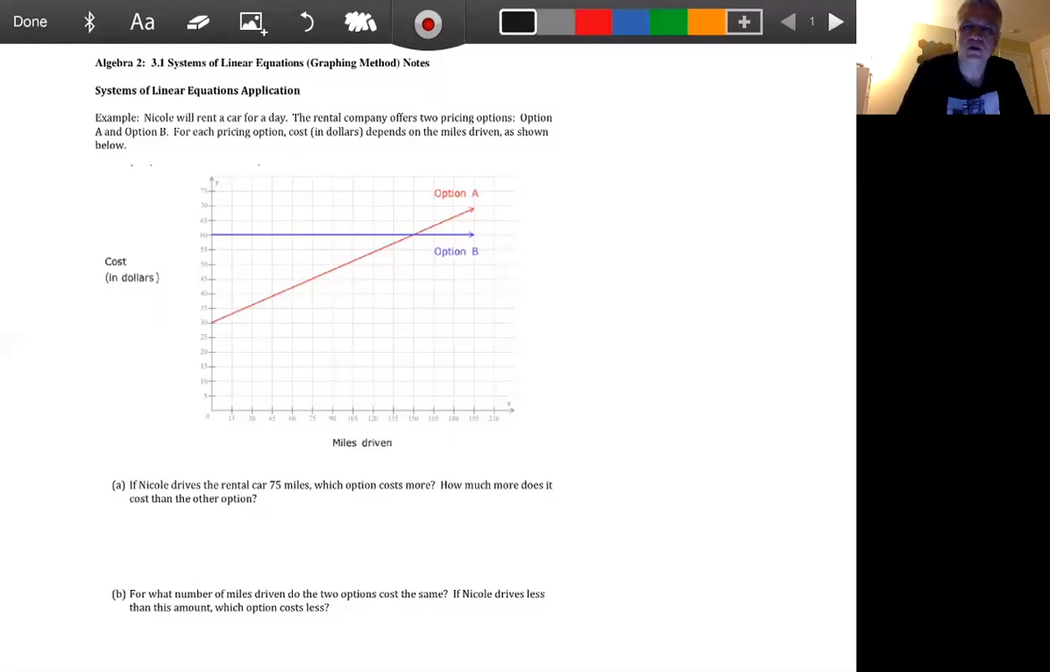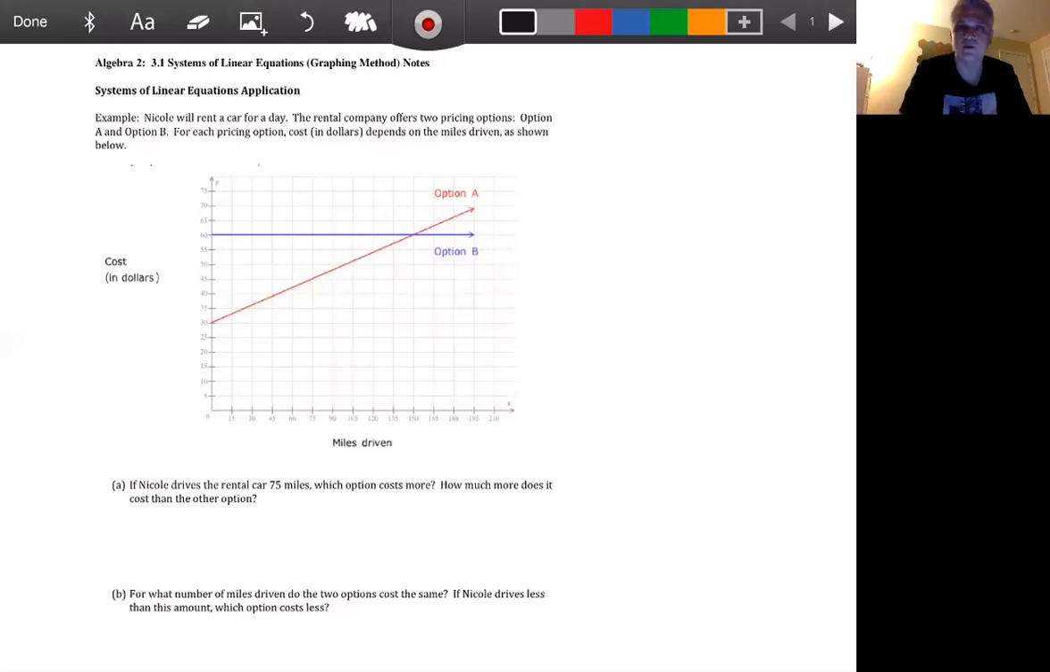In the past, we've been working with graphs of one function at a time, and now we're going to graph more than one. So when we graph more than one, we call it a system. So the first day here, we're going to look at a system of linear equations, which means we're just going to draw more than one line on a graph.